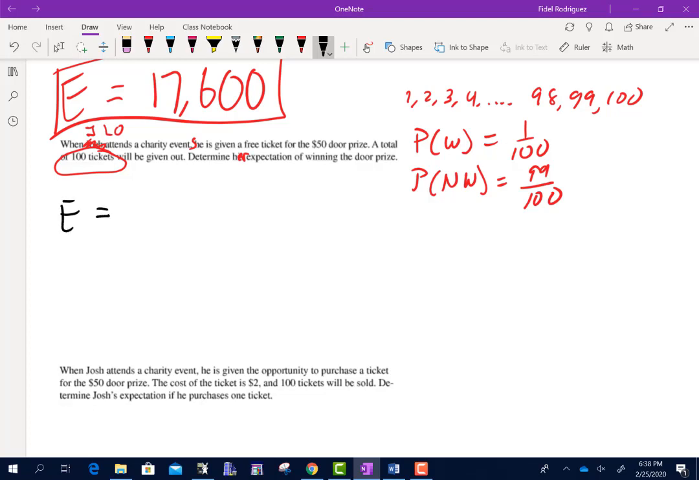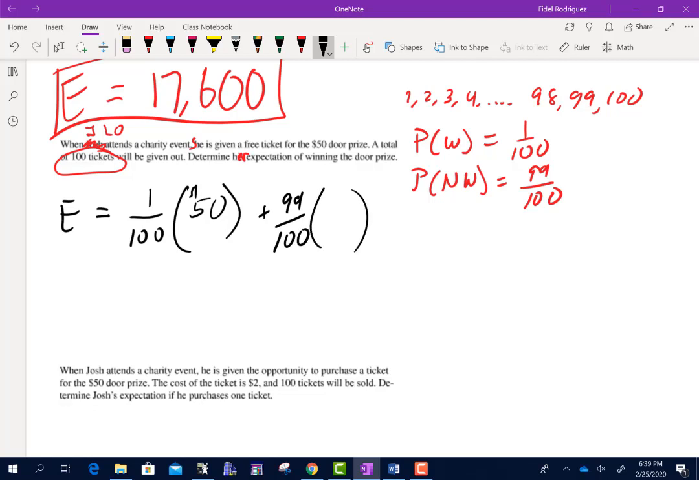Okay, the probability we're going to win is 1 out of 100. And if we win, we get 50 bucks. Okay? The probability that we're not going to win is 99 out of 100. And if we don't win, nothing happens, right? We don't get any money, we don't lose any money, it's 0. Okay?